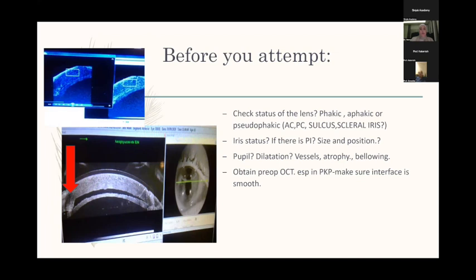And also in patients, it's sometimes important, especially in a previous penetrating keratoplasty that's rejected, to obtain an anterior segment corneal OCT to make sure that the interface is smooth. If the posterior interface of the cornea is not smooth, as in the picture highlighted with the arrow here, this will affect the smooth attachment of the graft to the posterior corneal surface.